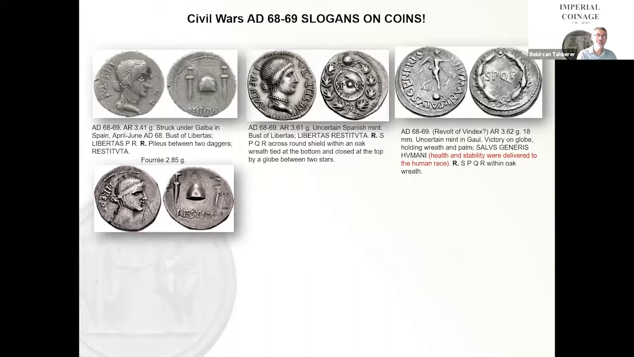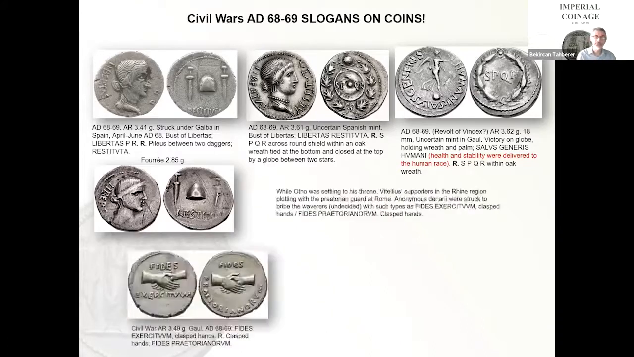And here, while researching for this presentation, I came across this coin. It's a fourrée, I should say. As you see, this coin is around 3.41 grams, and this one is 2.85 grams. It's a silver-plated coin. And I always maintain that silver-plated coins were produced in official mints. And I think this is a good example to support that idea.